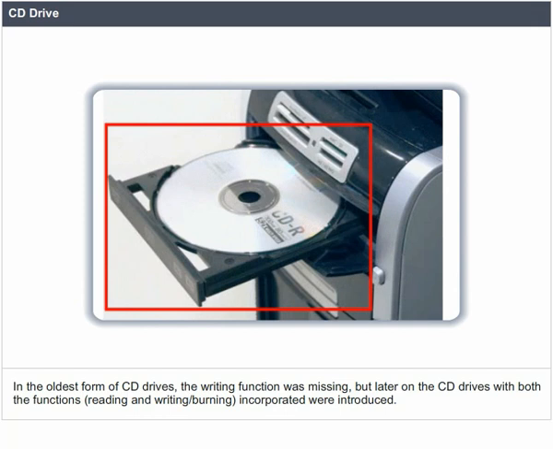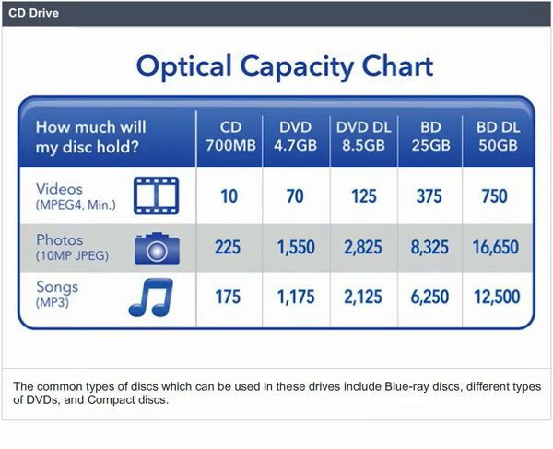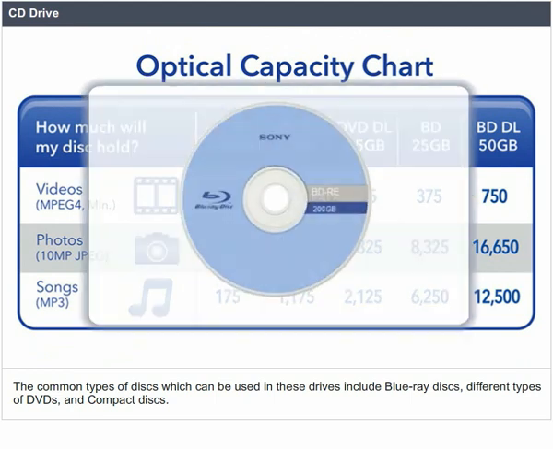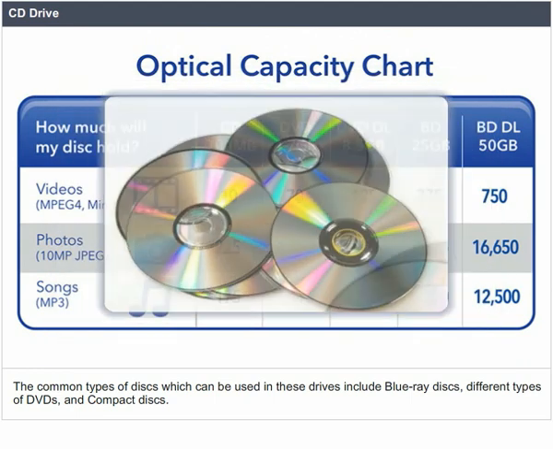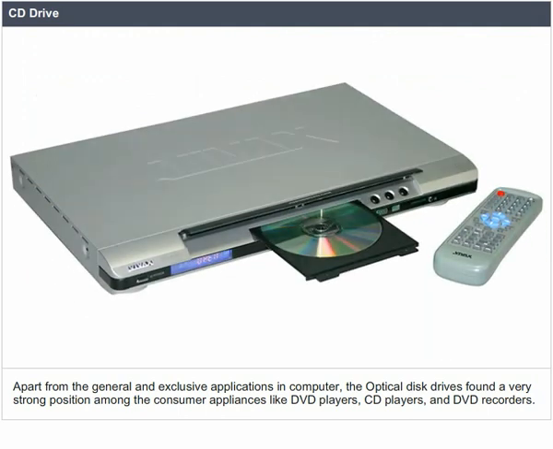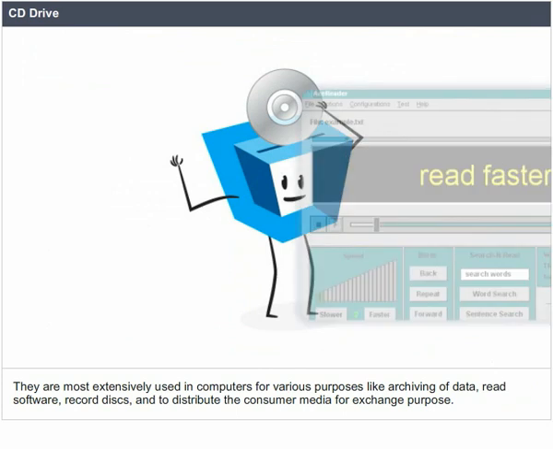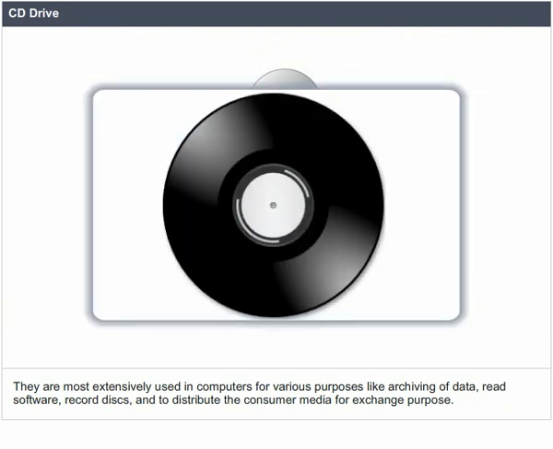The common types of disks which can be used in these drives include Blu-ray disks, different types of DVDs, and compact disks. Apart from the general and exclusive applications in computers, the optical disk drives found a very strong position among consumer appliances like DVD players, CD players, and DVD recorders. They are most extensively used in computers for various purposes like archiving of data, reading software, recording disks, and distributing consumer media for exchange purposes.